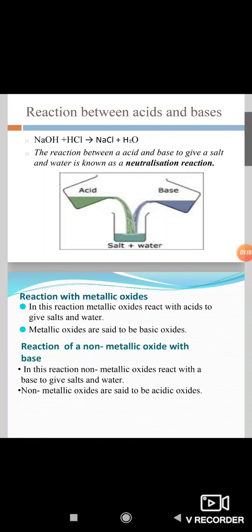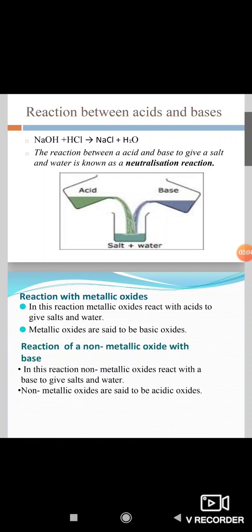A neutralization reaction means the reaction between an acid and a base to give salt and water. For example, sodium hydroxide reacts with hydrochloric acid, and sodium chloride and water are formed. Here, sodium hydroxide, NaOH, is the base and HCl is the acid. When the base reacts with the acid, it gives sodium chloride, a salt, and water.